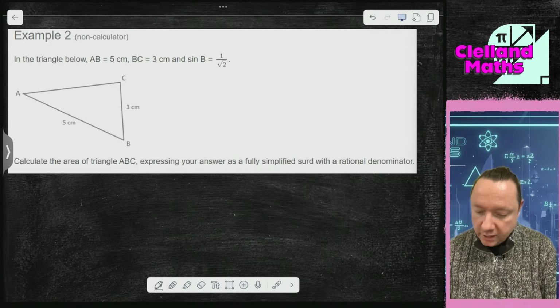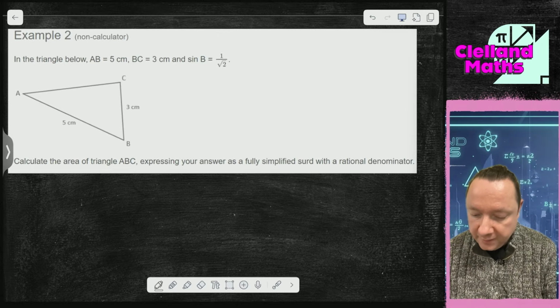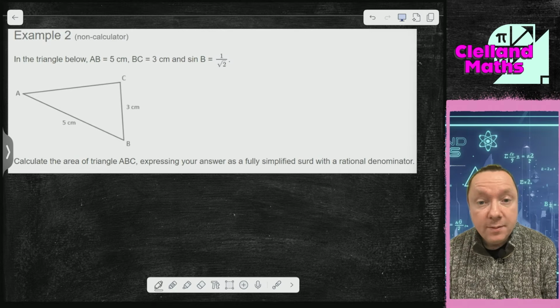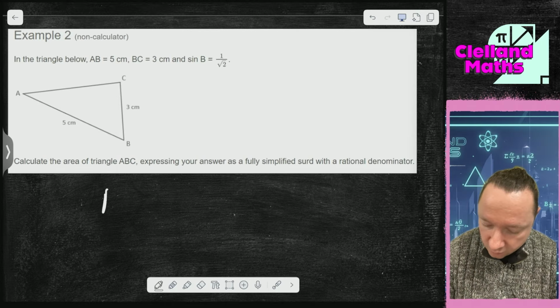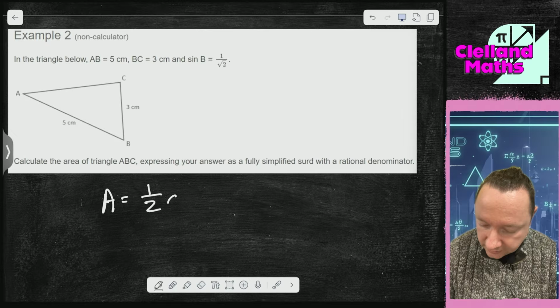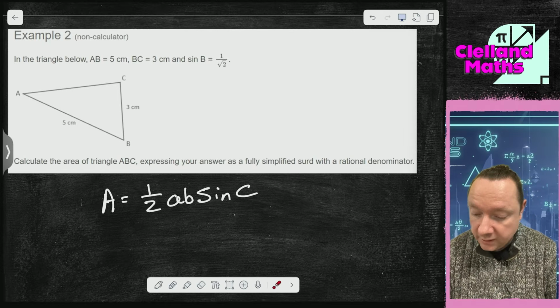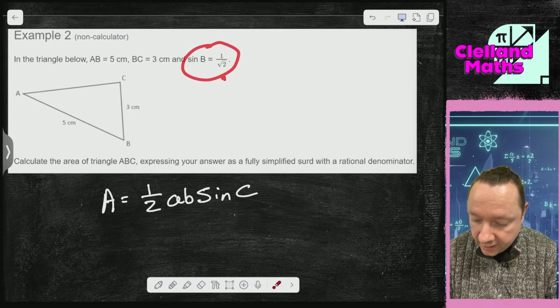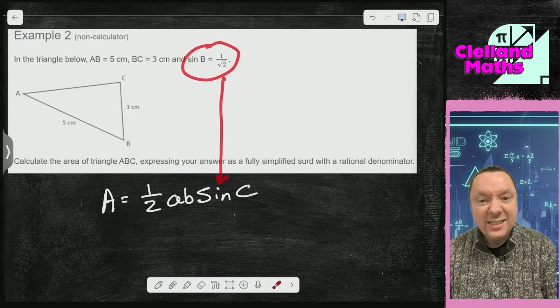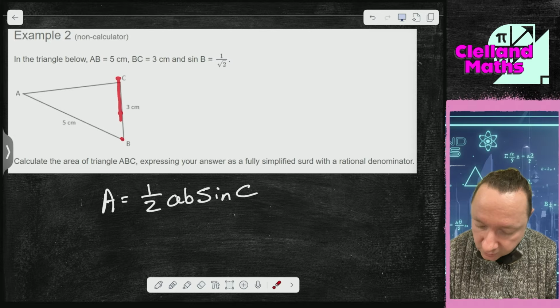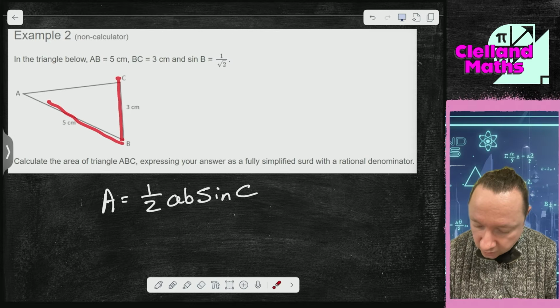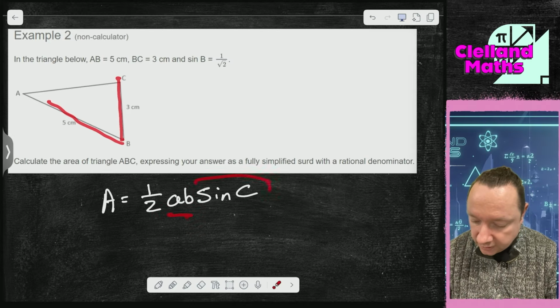Okay, example 2, an area of a triangle. In the triangle below, AB is 5, BC is 3, and sine B is 1 over root 2. So this is a non-calculator question, but don't be put off by that. We've still got the same formula, a half AB sine C. But when a question in a non-calculator paper tells you the sine of the angle equals that, then that gets replaced by the sine. Now if they're saying sine B, don't worry about the letters. B is here, as long as you've got the two sides that make up the angle, those are your two sides, and then your sine is the other thing.